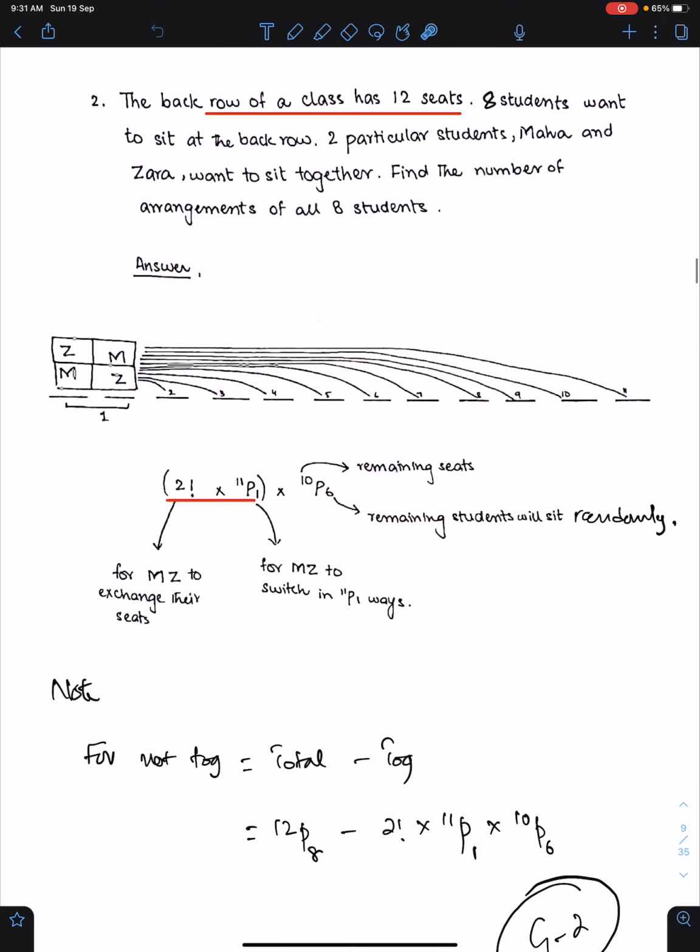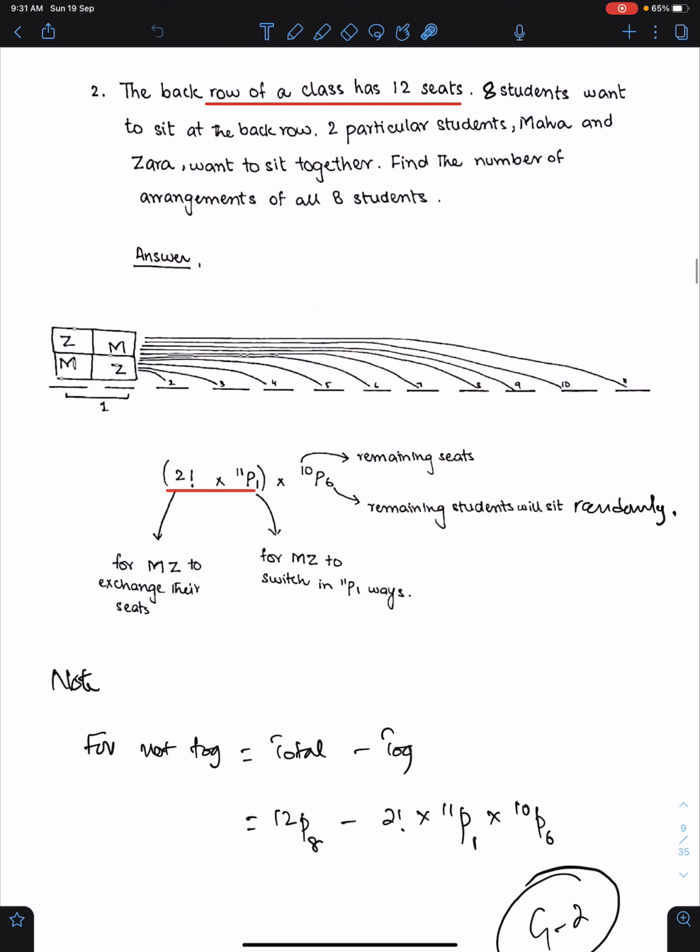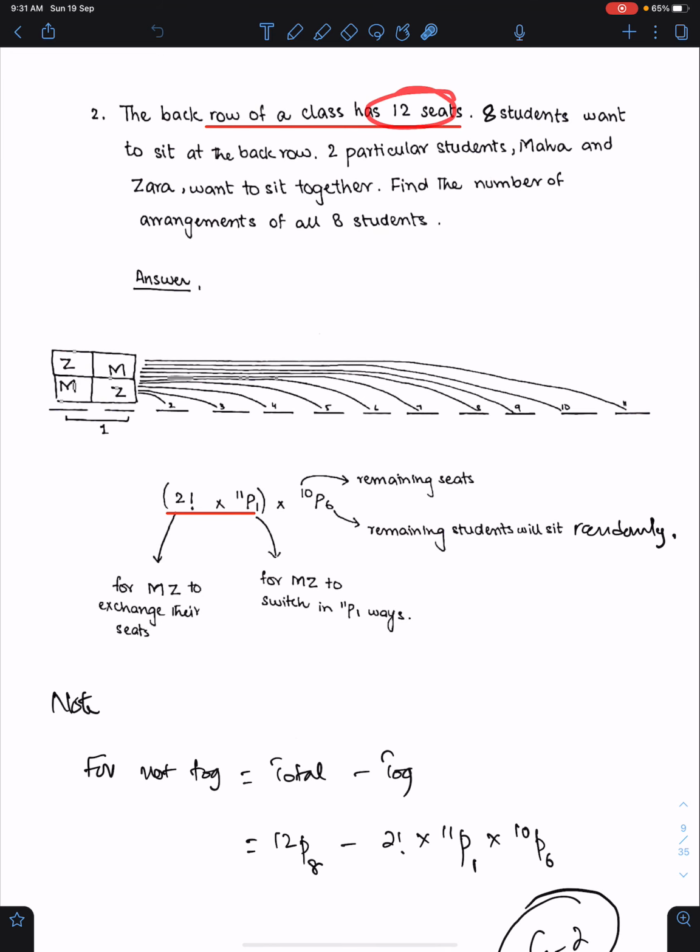This example is very important. The back row of a class has 12 seats. These are the seats, 1, 2, 3. All seats are adjacent. So these are 12 seats. 8 students want to sit at the back row. 2 particular students, Maha and Zara, want to sit together. Find the number of arrangements of all 8 students.